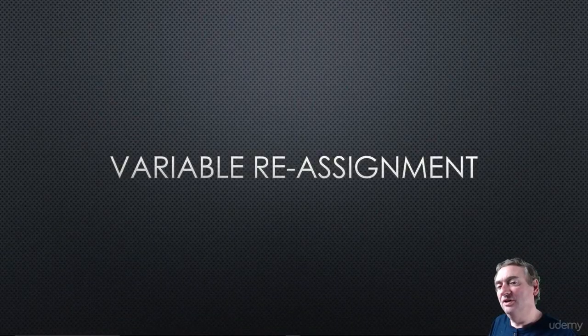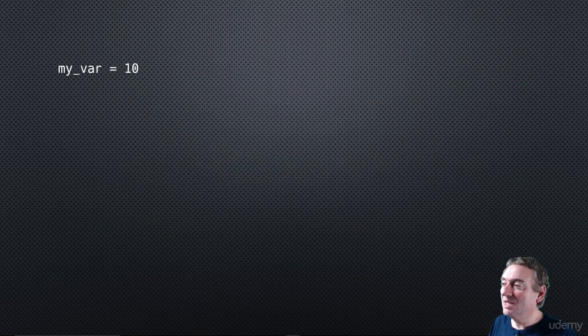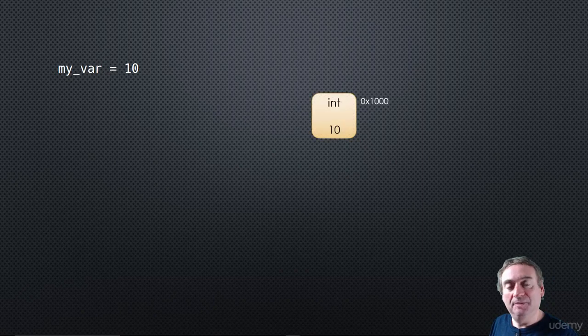Hi, in this video I just want to talk very quickly about variable reassignment. Now we've already seen this before, but I want to emphasize a certain point. So suppose we have this line of code, myVar = 10. Now we know already what's happening, right? We have an object in memory that gets created at some memory address, type integer, value 10, and myVar is simply a reference to that object, a pointer.